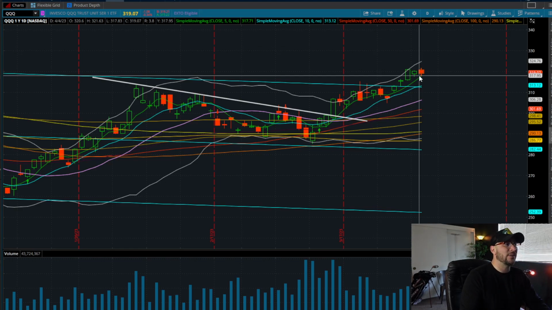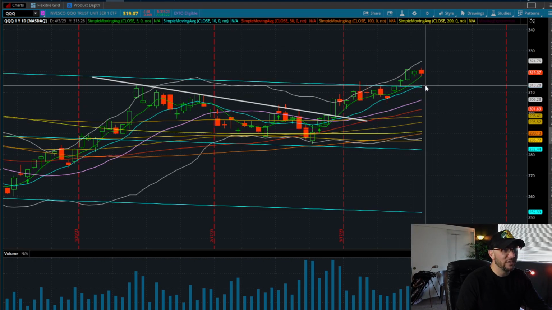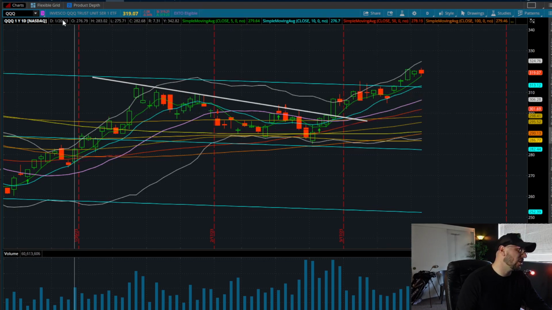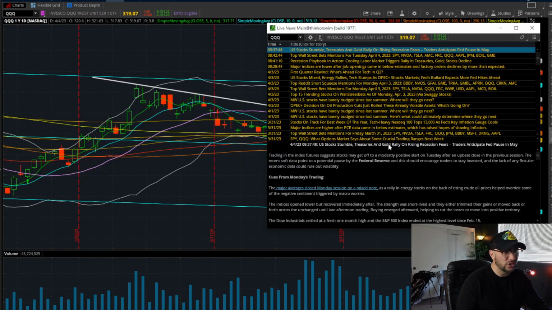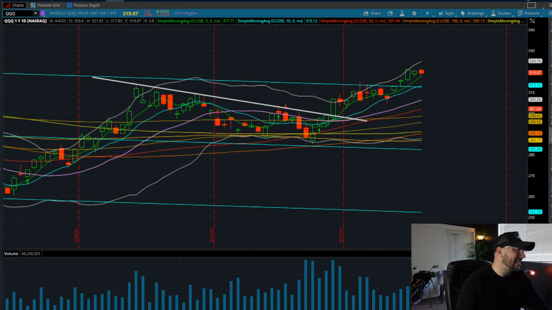Now, as of right now, the trend is bullish until bears prove to us that they can take control of the chart. But as of right now, above all levels of supply here, all of our moving averages are stacked right on top of each other. If we just look at what was going on today, we had a little bit of a downturn. We have gold rallying up. We had jobs numbers that were not as expected.